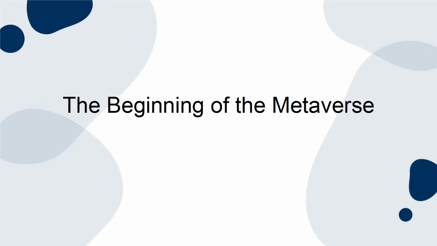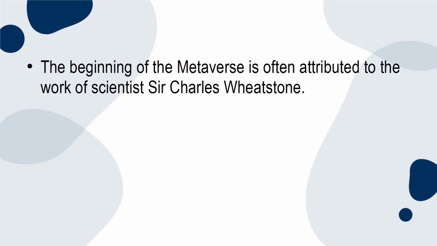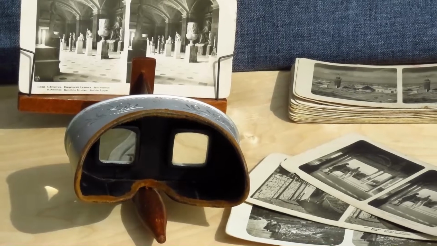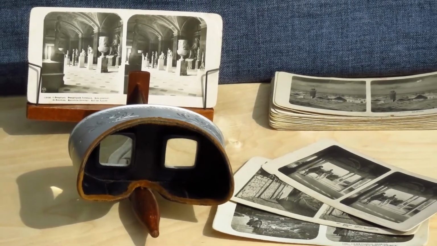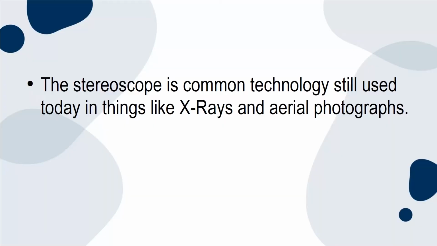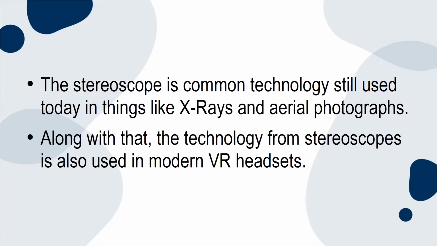The beginning of the metaverse. The beginning of the metaverse is often attributed to the work of scientist Sir Charles Wheatstone. Although Wheatstone is known for inventing the concertina instrument and the Playfair cipher, his contribution to the metaverse comes from his concept of binocular vision. This concept allowed him to invent the stereoscope, a device that allows you to observe 3D pictures by utilizing depth of field. The stereoscope is common technology still used today in things like X-rays and aerial photographs. Along with that, the technology from stereoscopes is also used in modern VR headsets.